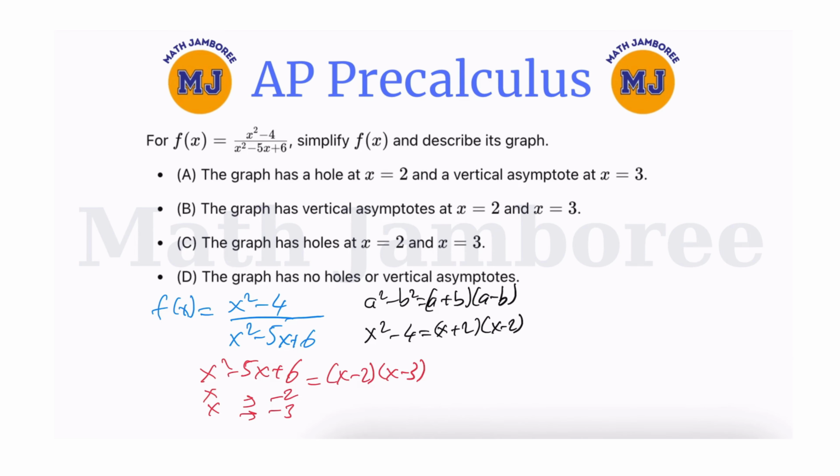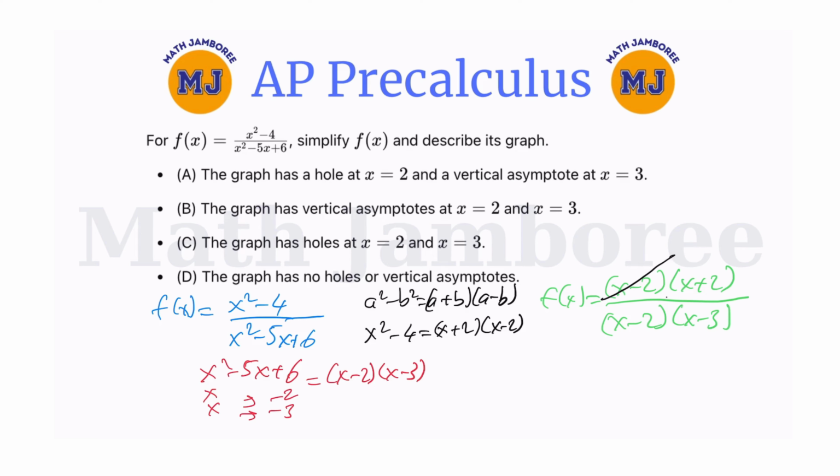So finally, f of x becomes, in the numerator, x minus 2 times x plus 2, and in the denominator, x minus 2 and x minus 3. If you pay attention here, you will realize that x minus 2 is common in the numerator and denominator. Since they cancel out, they create a hole at that point. When x minus 2 equals 0, and you solve it, x equals 2. There is a hole at x equals 2.